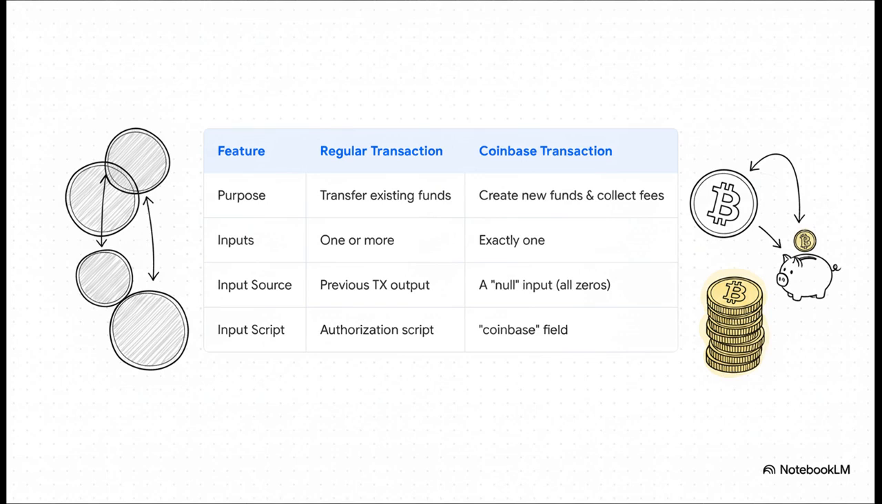And you can see the differences are pretty fundamental. A regular transaction has to point to existing funds, right? But a coinbase transaction, it has this unique special null input. It points to absolutely nothing. And that's the magic trick. That's what lets it mint fresh Bitcoin from thin air, creating value that just didn't exist a moment before.